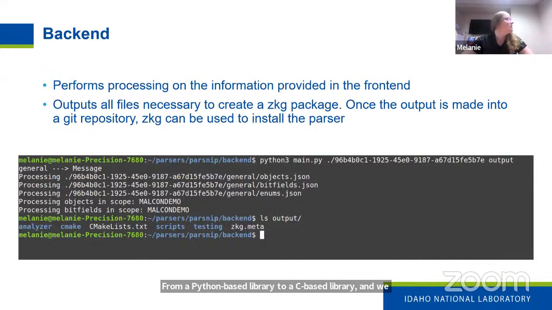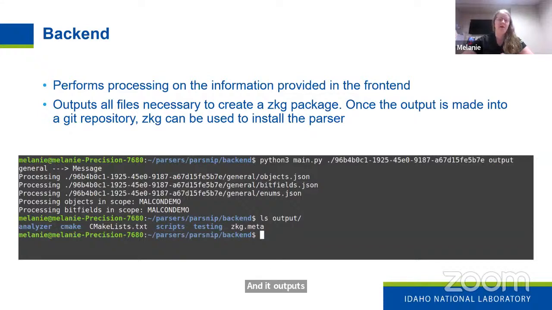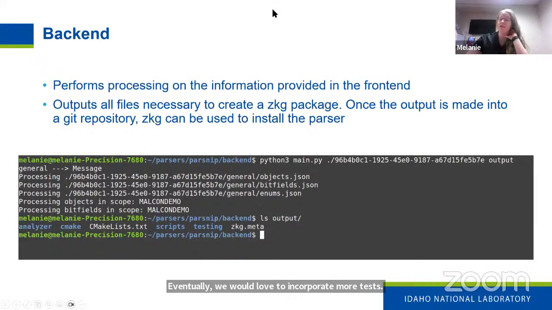And it outputs analyzer scripts. One basic test, it'll output the availability test. Eventually, we would love to incorporate more tests. Similar issue as we had earlier with not hosting the front end anywhere. We don't want people putting in proprietary data and just naturally assuming they're safe. As well as your ZKG meta, it'll put out some comments as well.